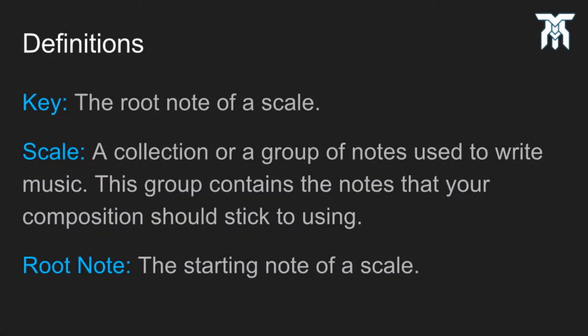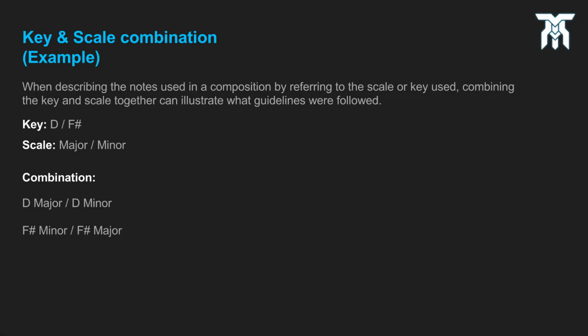Before we go over how a scale is actually built, let's talk about what they are first. Alright, the key is the root note of a scale, which is what the scale is built from. Now the key is also used to describe the scale when it's combined with the type of scale being used, such as a major or minor. This combination can be used to describe what key or scale a song is played in. For example, D major or F sharp minor.